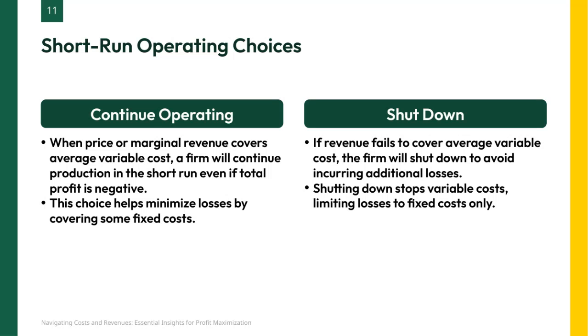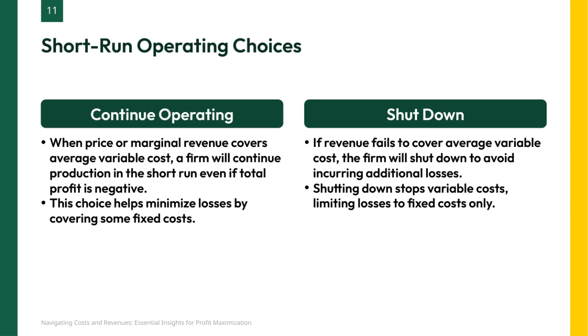Here we have the two main choices a firm faces in the short run regarding production. On the left, if the price or marginal revenue covers the average variable cost, the firm will continue operating, even if it's not making an overall profit. This strategy helps minimize losses because the firm can cover some of its fixed costs through ongoing production.